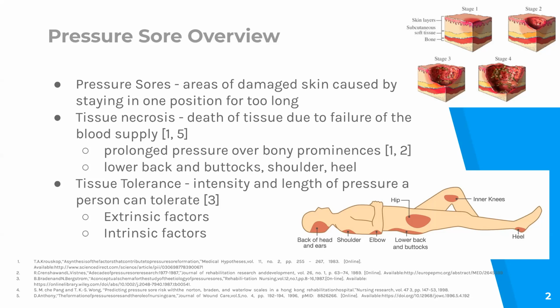Moreover, the intensity and length of pressure that can cause a pressure sore is influenced by the person's tissue tolerance, which is simply defined as the intensity and length of pressure a person can tolerate. This means that a higher tissue tolerance correlates to lower chances of tissue necrosis and vice versa. Tissue tolerance is affected by many different extrinsic and intrinsic factors. Extrinsic factors include moisture, friction, shear and pinch on the skin and underlying tissue. Intrinsic factors include nutrition, the physiological effects of stress, aging, and alterations in cellular respiration.